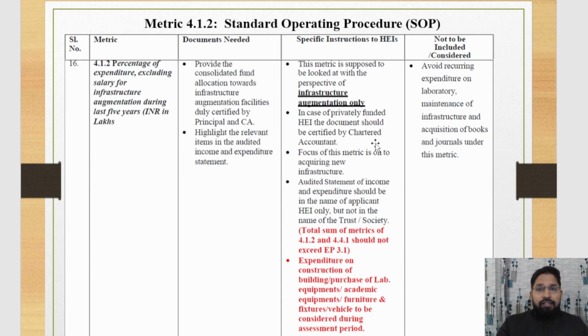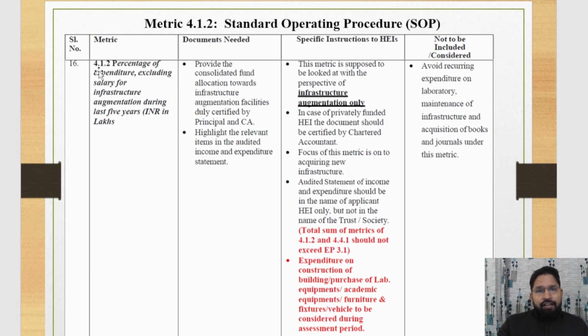And CA certification is a requirement for privately funded higher education. CA certified is required. And the audited statement of income and expenditure should be in the name of the higher education institution, not the trust or society. It cannot be considered if it is in the name of the trust or society.